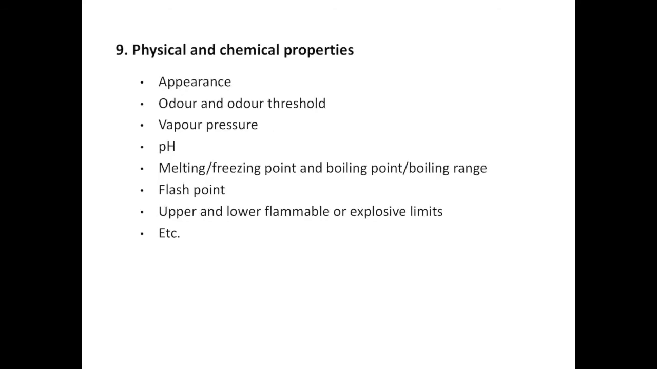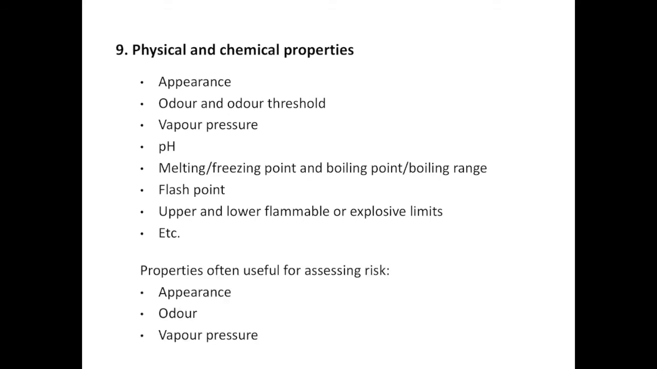Section 9 is one of the most useful sections of a safety data sheet. It lists chemical and physical properties, things like appearance and odor, and pH and flammability limits, that kind of thing. And often these properties are useful for assessing risk, specifically things like appearance and odor and vapor pressure.